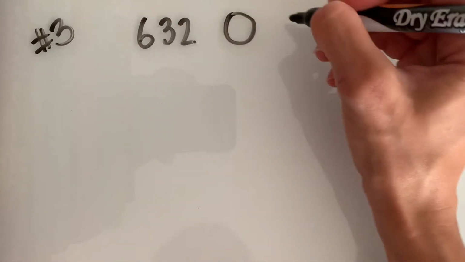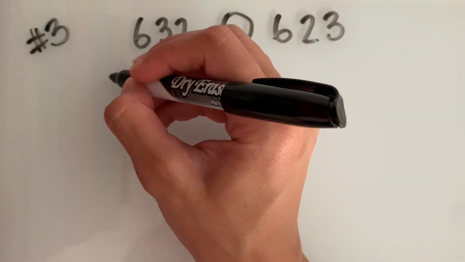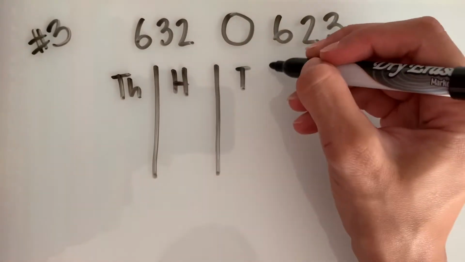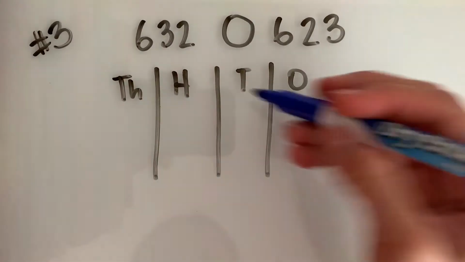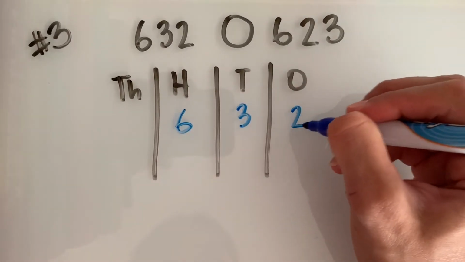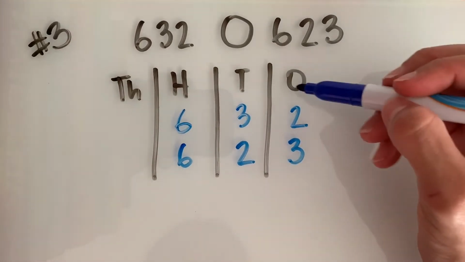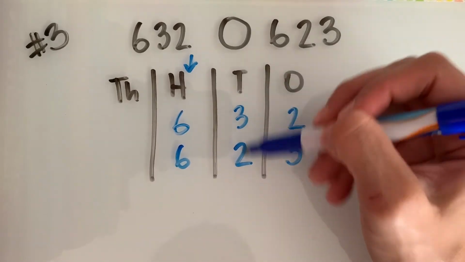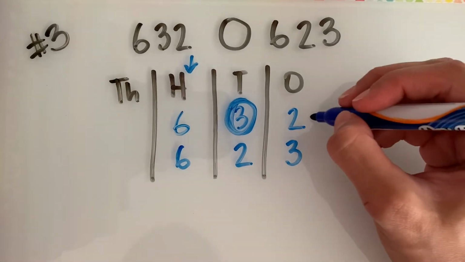We have 632 and we have 623. I'm going to use a place value chart for this problem. And I'm going to start by writing in my first number, 632, and 623. I'm going to start in my hundreds place, compare the numbers, then go to my tens place and see that the 3 is bigger than the 2.